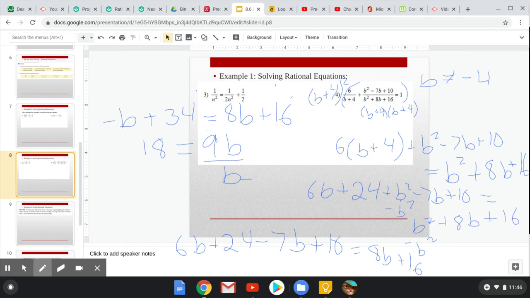Divide both sides by 9. And I get that b equals 2. So b equals 2 is our solution. Checking that against our restriction, b is not allowed to equal negative 4. They're not equal, so b equals 2 is, in fact, a solution to this equation.